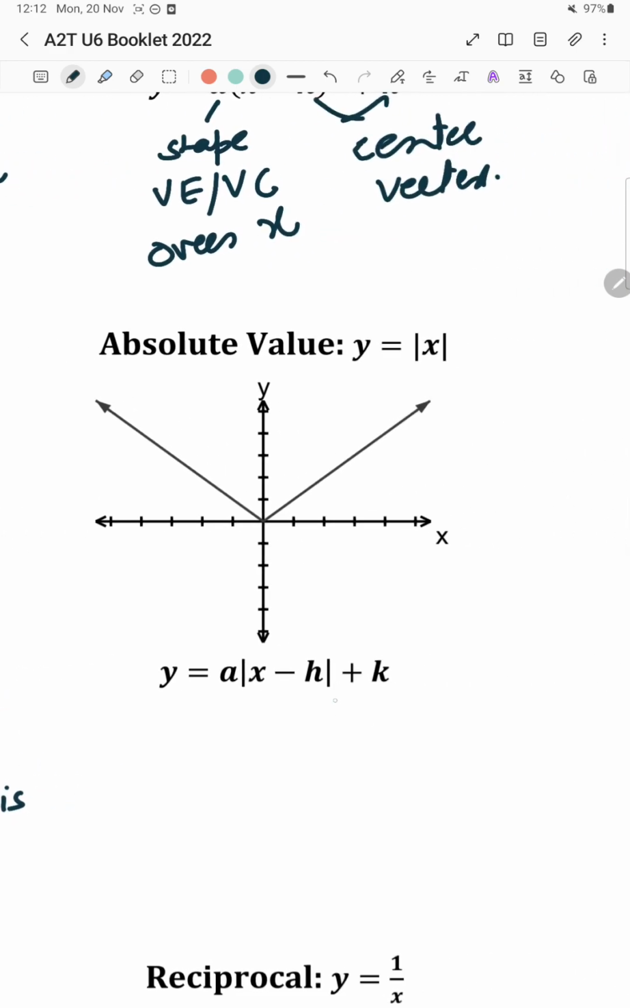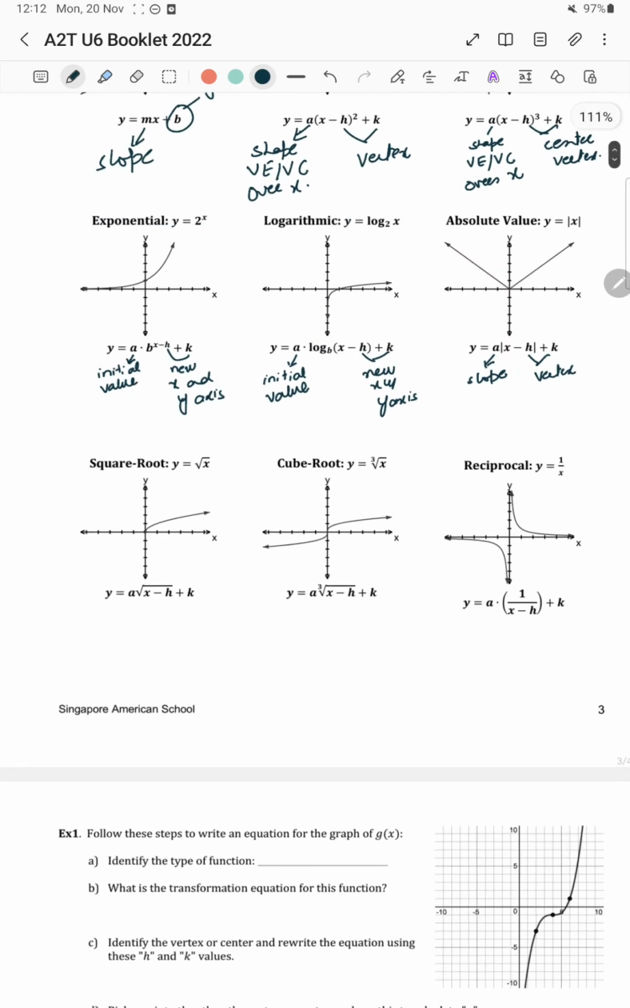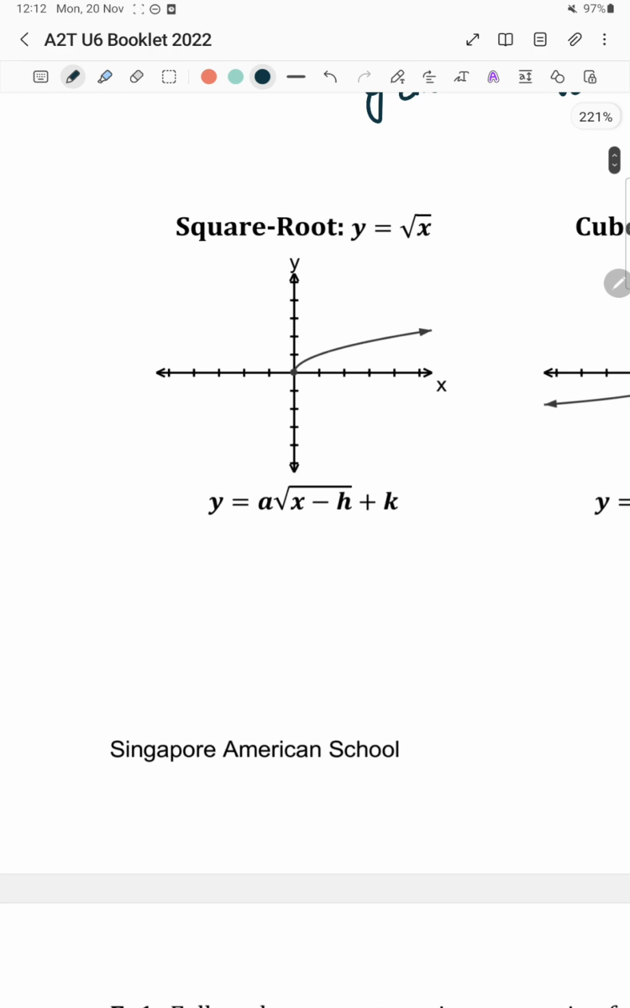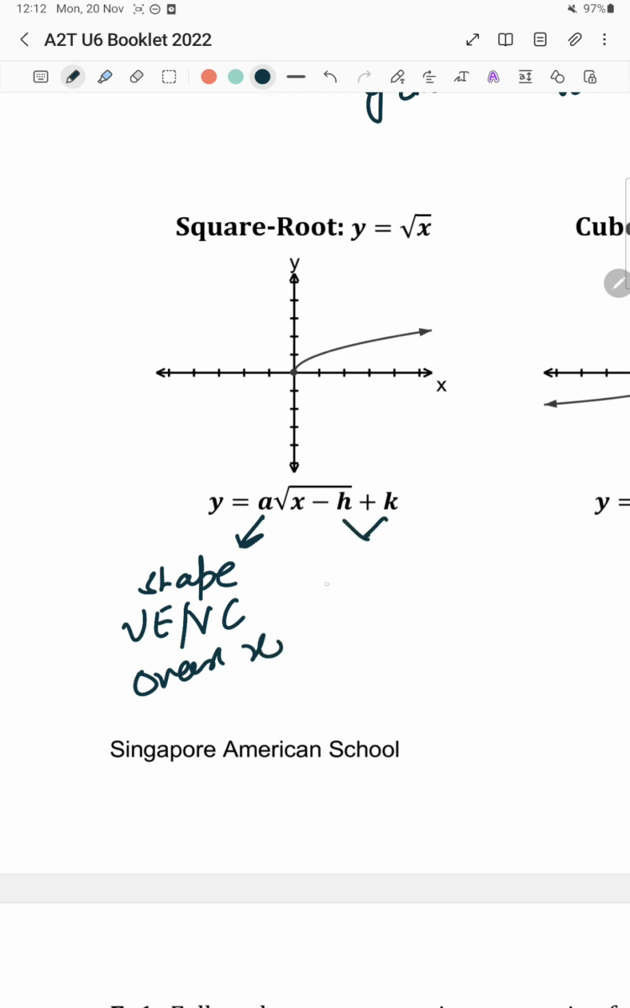Absolute value function: a is the shape or the slope, and (h, k) is the vertex. Square root function: a is the shape, vertical reflection, vertical compression over the x-axis, and (h, k) is the vertex.